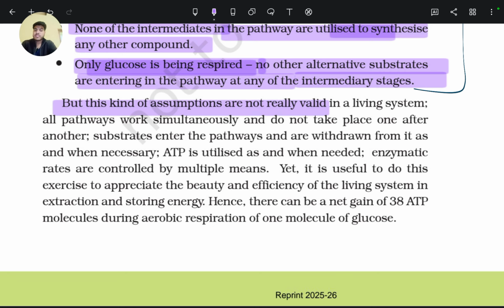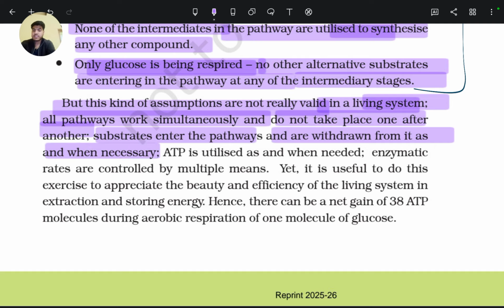But these kinds of assumptions are not really valid. These assumptions are for theoretical gain of ATP, but they are not really valid in a living system. All pathways work simultaneously. All pathways like glycolysis, link reaction, Krebs cycle, and electron transport system work simultaneously and do not take place one after another. Substrates enter the pathway and are withdrawn from it as and when necessary.